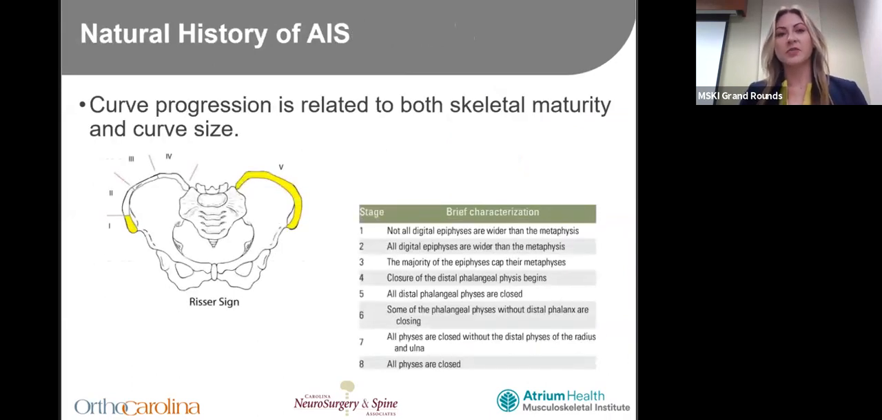And this here is the illustration for you guys, the Risser and the Sanders classifications. Important things to note for this is that curves that are presented at 25 degrees in patients who are skeletally immature have a significant risk of progression as they continue to develop. Curves that are greater than 45 degrees are going to continue to progress potentially after they finish skeletal maturity. And then just overall, 10 to 15% of all of these curves are going to progress when the kids present between the ages of 10 and 16.